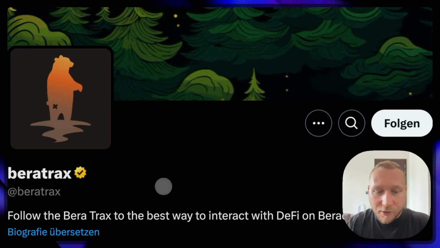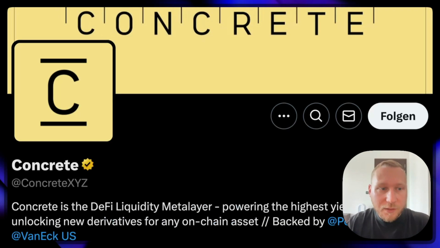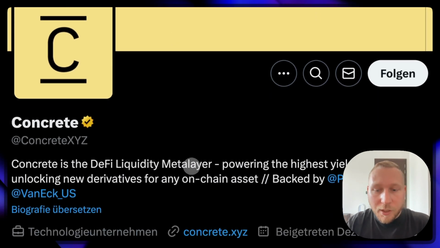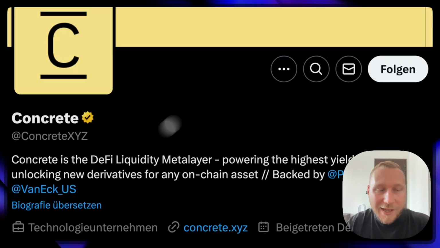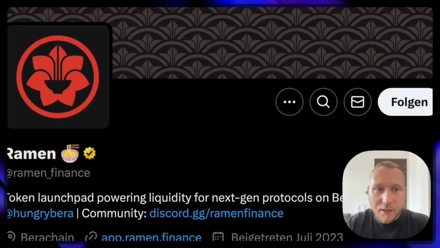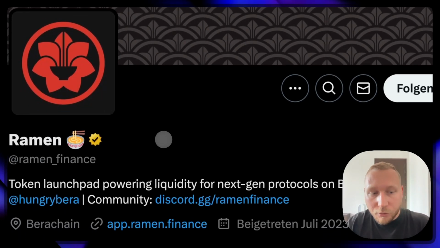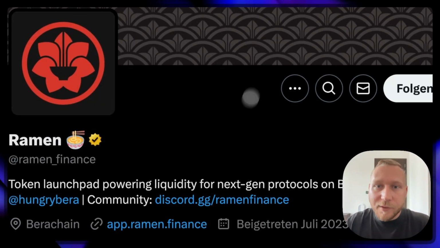Then you have Beratrax, which is also a DeFi project. Gummy for leverage trading and a money market. Concrete, which was also a partner of their pre-deposit campaign and got investment from Polychain and Vanek. Beraborrow, Mad Honey, Infrared for liquid staking. Ramen Finance, which is their token launchpad, which could probably also be interesting to find early gems in the Berachain ecosystem.